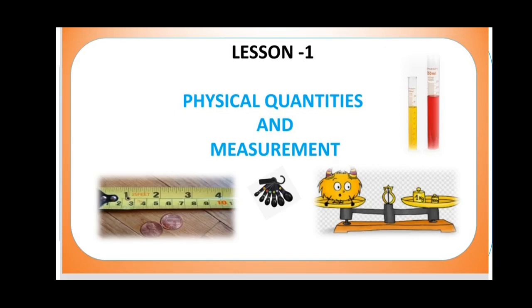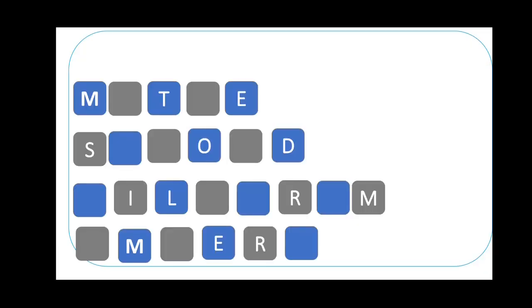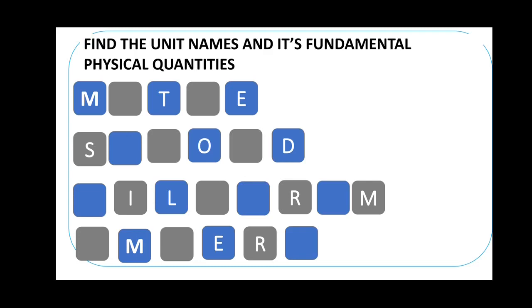All of you take a sheet of paper and pen. Here you can see four words with missing letters. Find the missing letters and write the correct words in the paper. The clue for finding the missing letters is the words are related to units. So you can find out the unit names and write their fundamental physical quantities. Your time starts now.